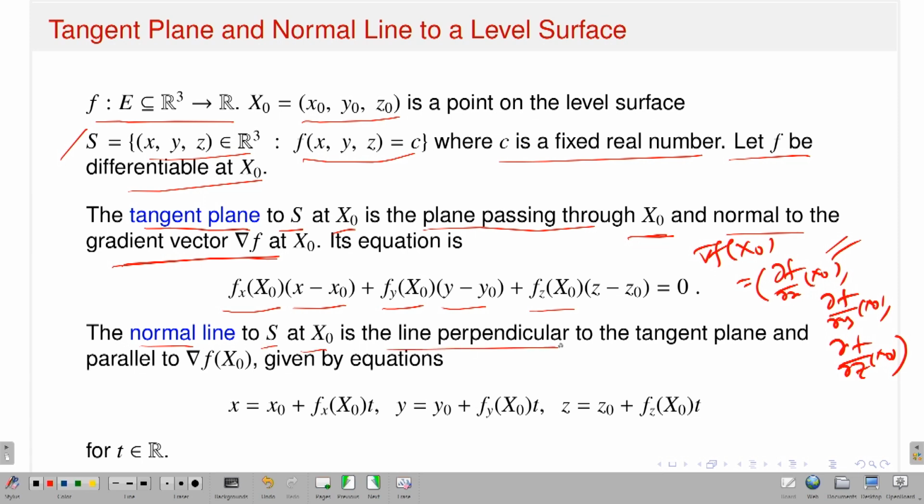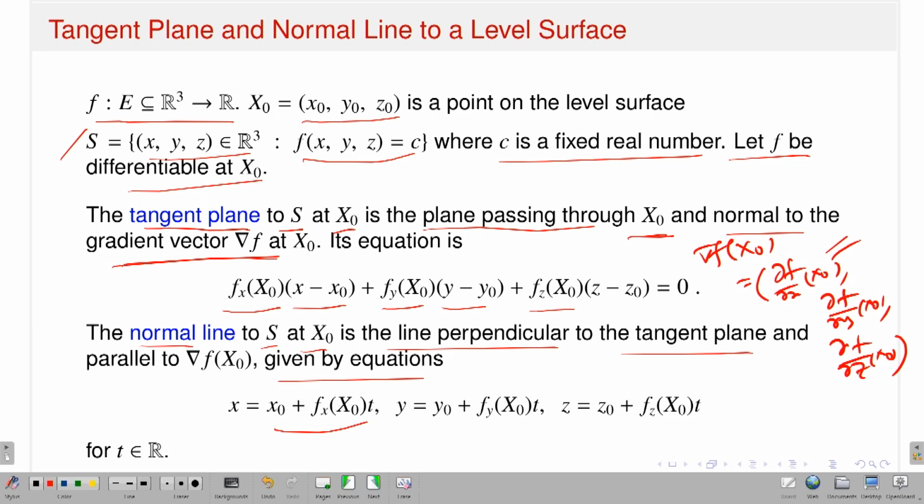Once I have the equation of the tangent plane, the normal line to the level surface at x naught is the line perpendicular to the tangent plane. So I need the equation of the normal. Of course, it should be parallel to the gradient vector of f at x naught, and one can write it by the following equation. x is equal to x naught plus the partial derivative of f with respect to x at x naught times t, y is equal to y naught plus the partial derivative of f with respect to y at x naught times t, z is equal to z naught plus the partial derivative of f with respect to z at x naught times t.